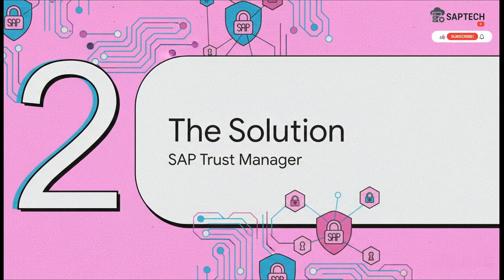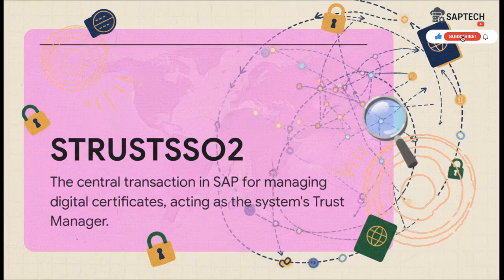Well, that brings us to the solution, which is built right into the SAP ecosystem, the SAP Trust Manager. And the key to this whole thing is that transaction code, STRUST02. The easiest way to think about it is like your system's digital passport office, or its trust manager. This is the one central place where you handle all the certificates your SAP system uses to prove its identity and, just as importantly, to trust other systems.